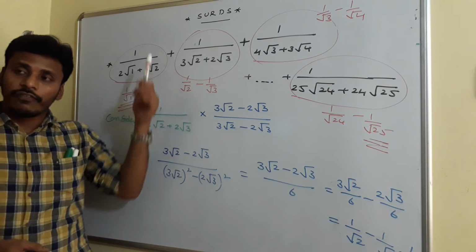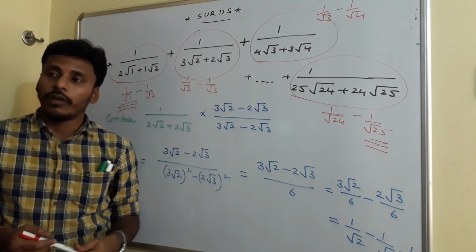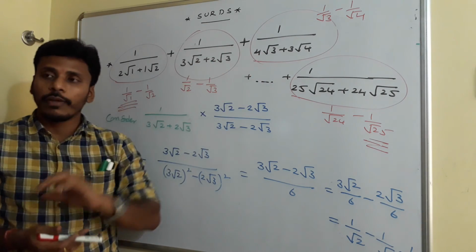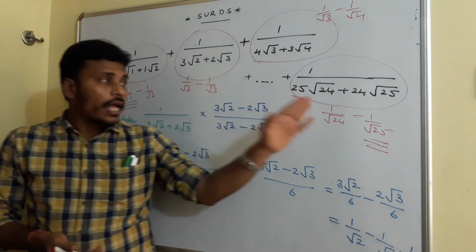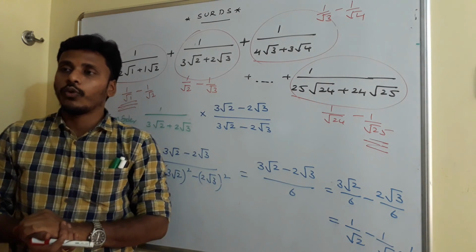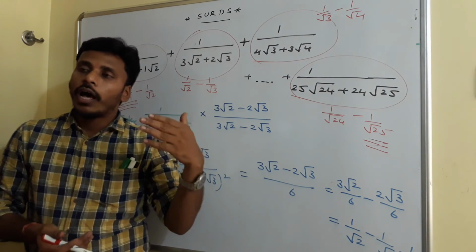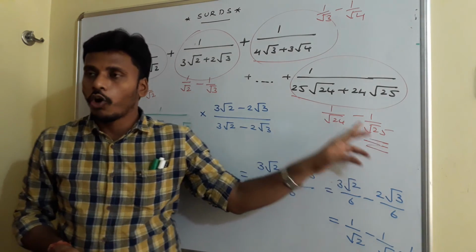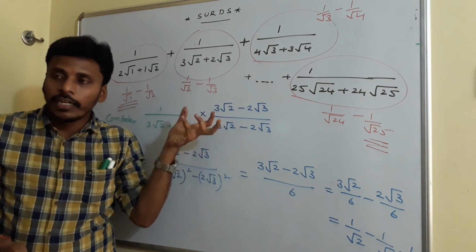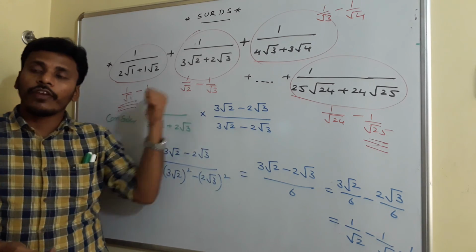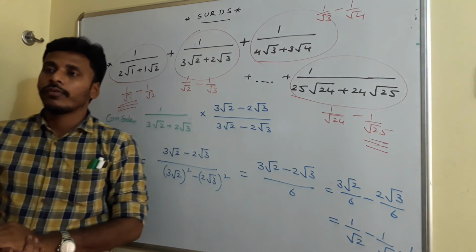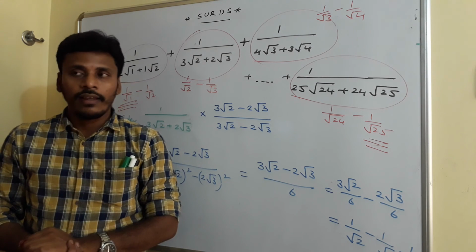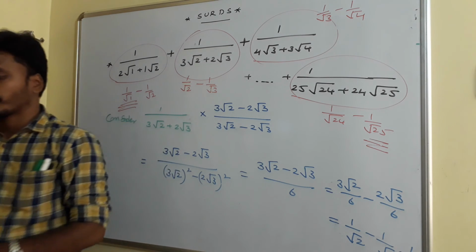If you rewrite the first one, it becomes 1 minus 1 by root 2. Second one, 1 by root 2 minus 1 by root 3. Third one, 1 by root 3 minus 1 by root 4. And the last one, 1 by root 24 minus 1 by root 25. Add all those things and your final answer is 1 minus 1 by root 25, because all the middle terms will get cancelled. On simplification of 1 minus 1 by 5, your answer is 4 by 5. Right? Have a look and take a screenshot for this problem.